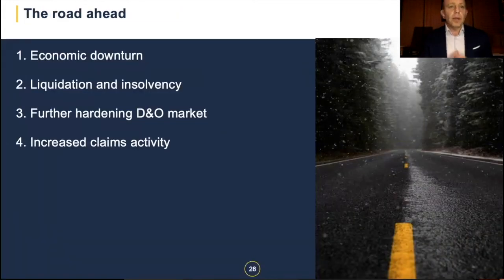So what's the road ahead looking like for directors? Well, we can expect that the economic downturn is going to continue for a while. That means they're going to have to be thinking on their feet as to how they keep their businesses going. We've seen an increase in business rescue. There are definitely more liquidations and insolvencies.